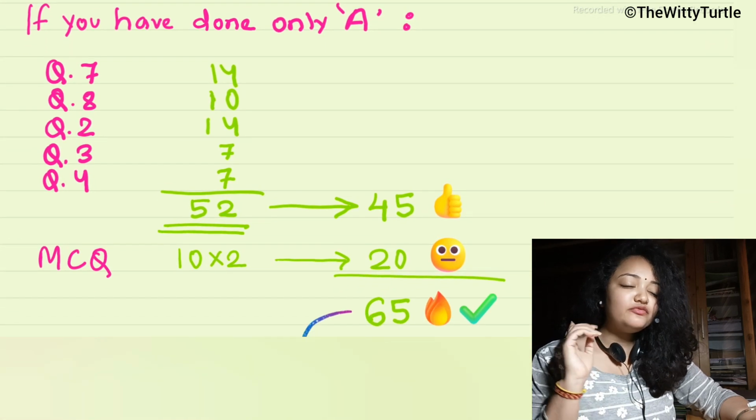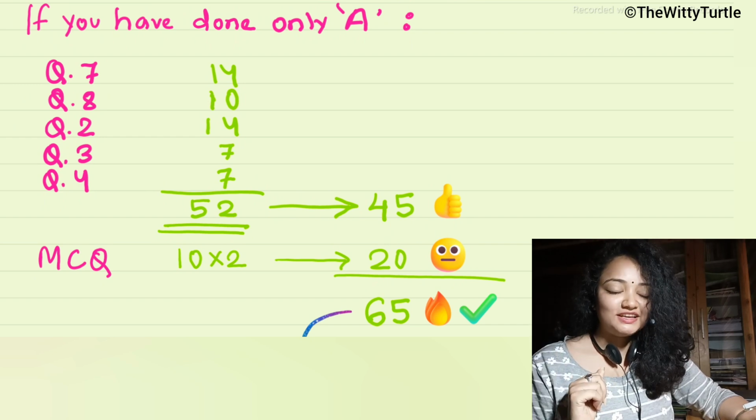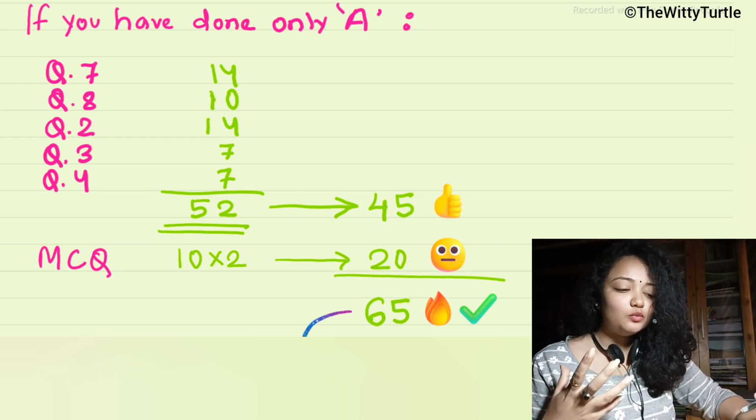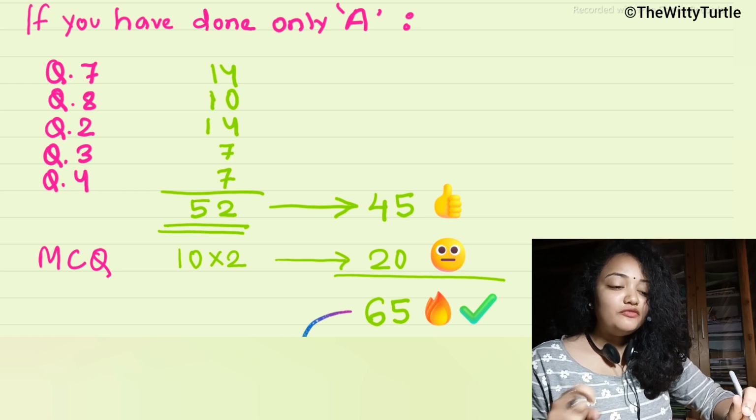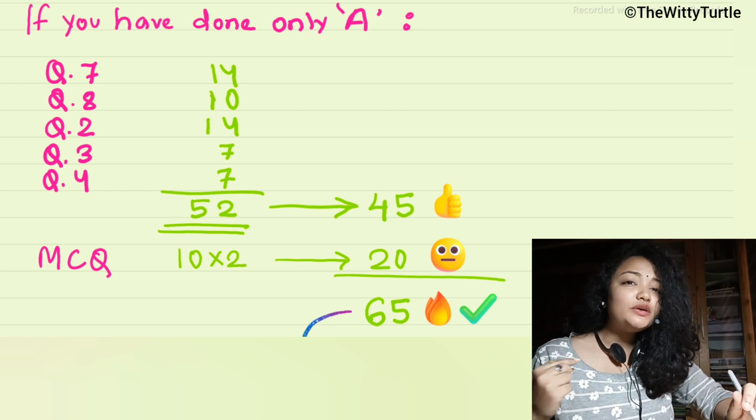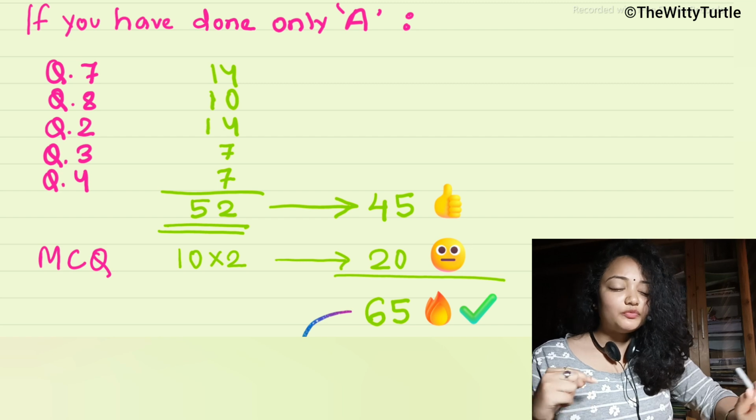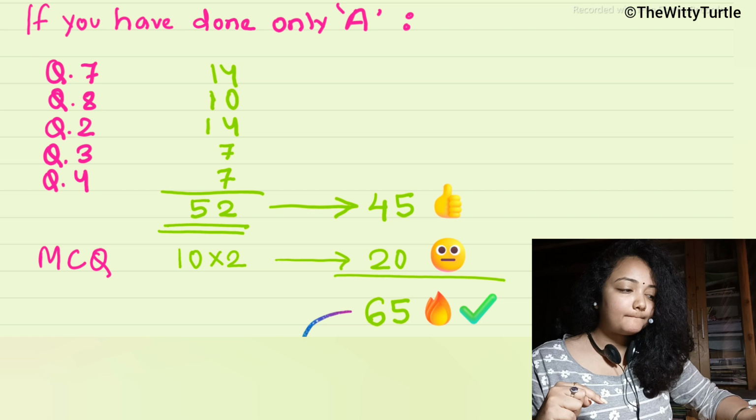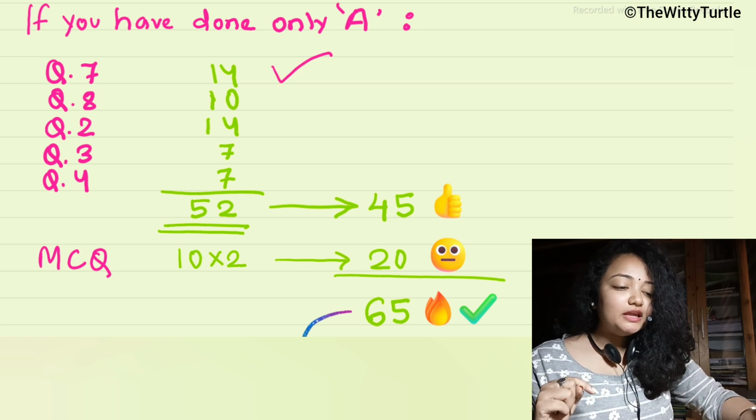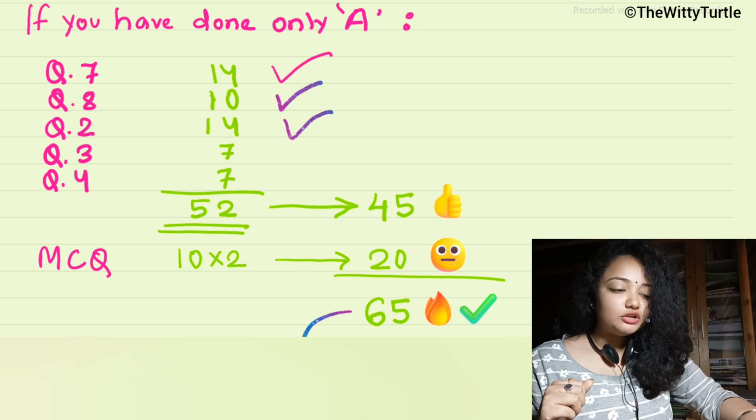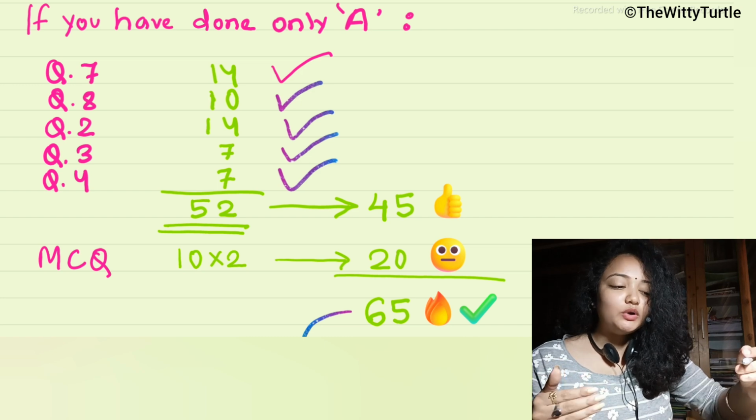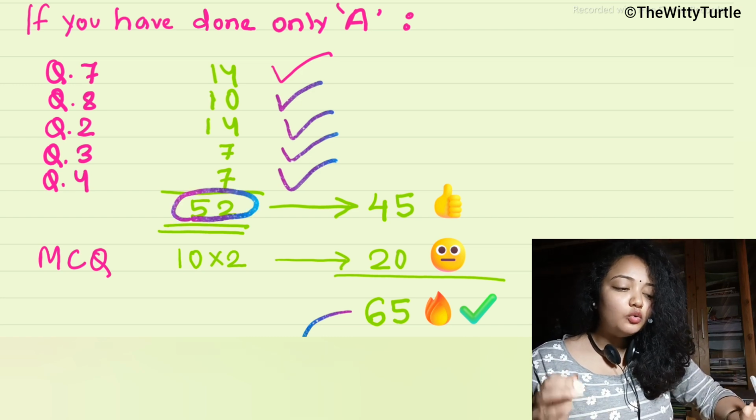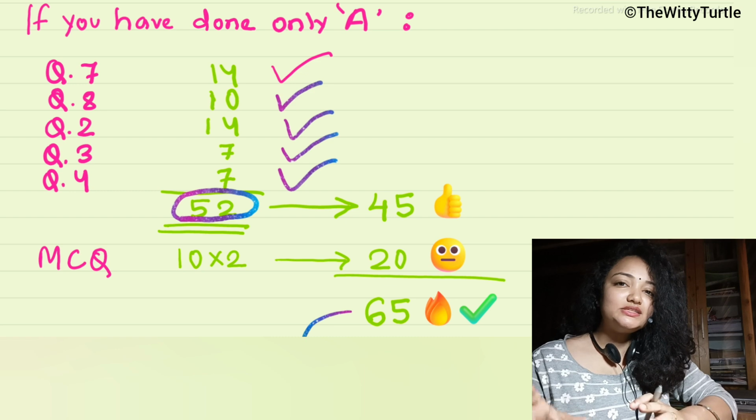what can you do if you have done only the A category chapters, right? Only the A category chapters if you have done, then what is the scene? Now, if you have done only the A category chapters, then what are the question numbers that you will be able to attempt? First is question number 7. Then second would be question number 8. Then next will be question number 2, then question number 3, then question number 4. So out of all these questions, you are able to attempt a total of 52 marks only if you have gone for A category chapters, right?